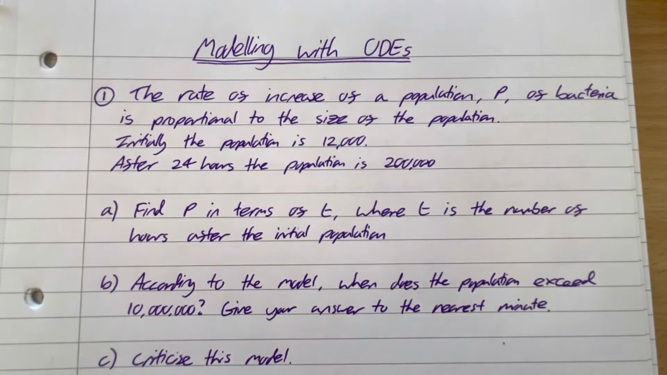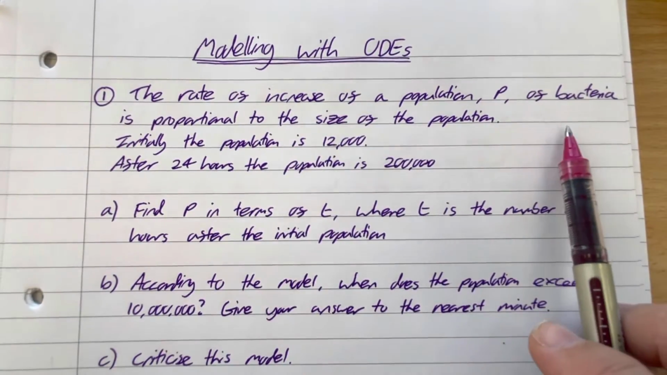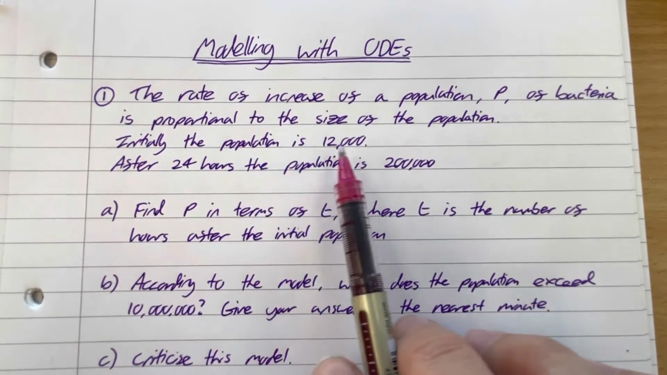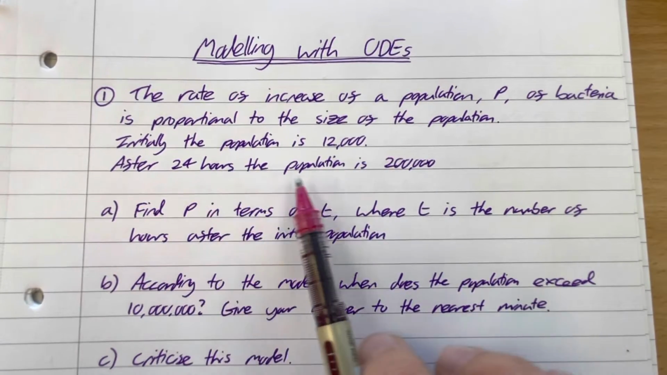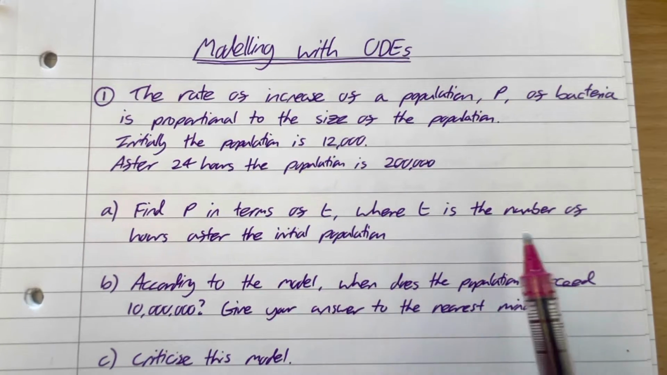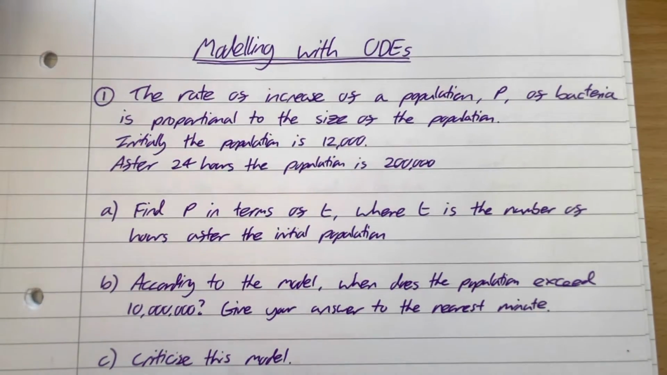So question number 1, the rate of increase of a population, P, of bacteria is proportional to the size of the population. Initially, the population is 12,000, and after 24 hours, the population is 200,000. Find P in terms of T, where T is the number of hours after the initial population. Part B, according to the model, when does the population exceed 10 million? Give your answer to the nearest minute. And C, criticise this model.